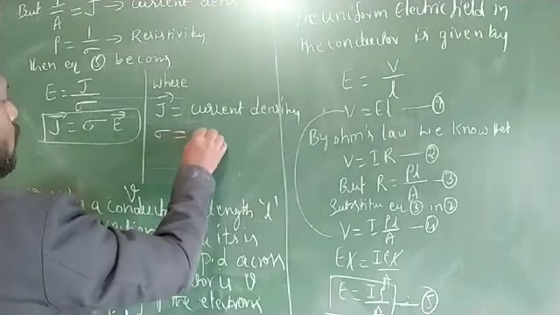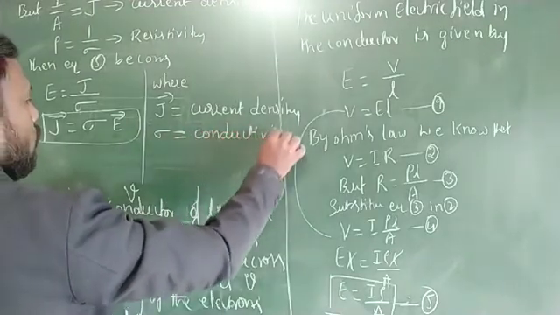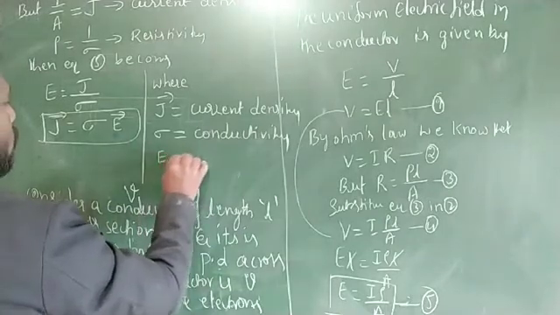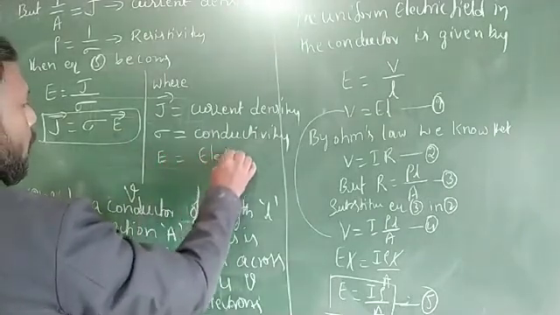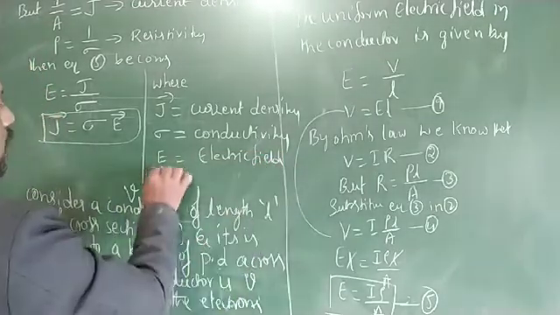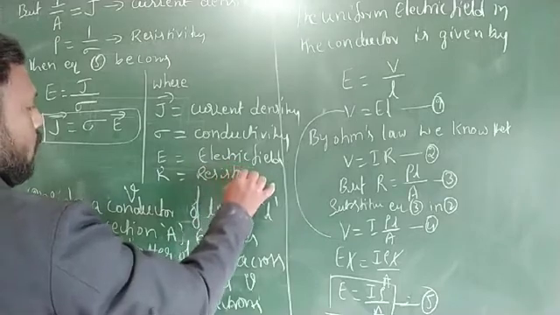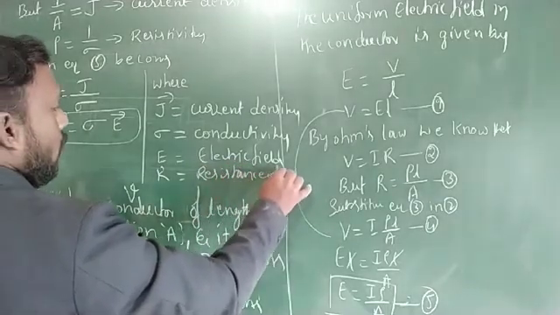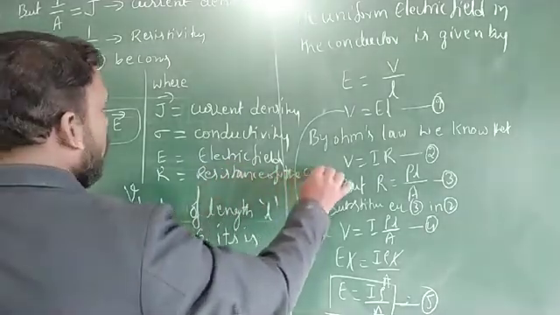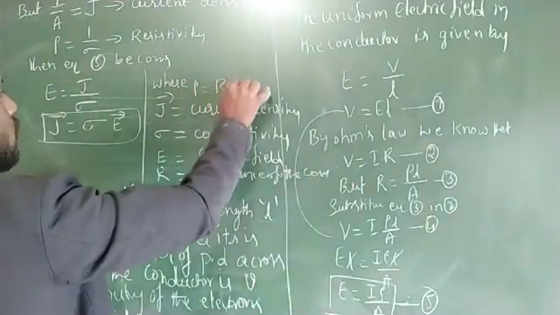Sigma is equal to conductivity and E is equal to electric field. R is equal to resistance of the conductor and rho is equal to resistivity of the conductor.